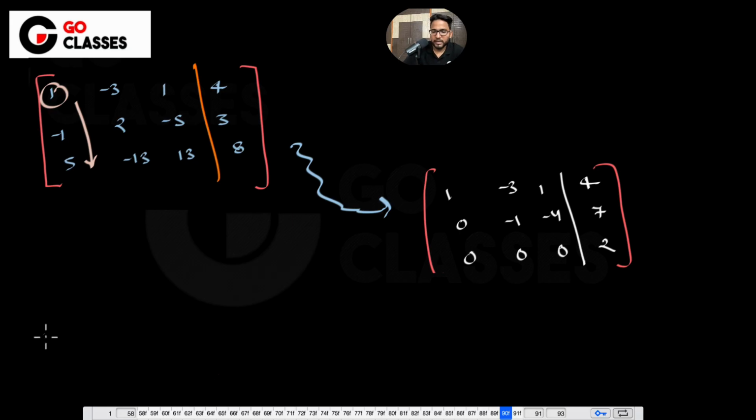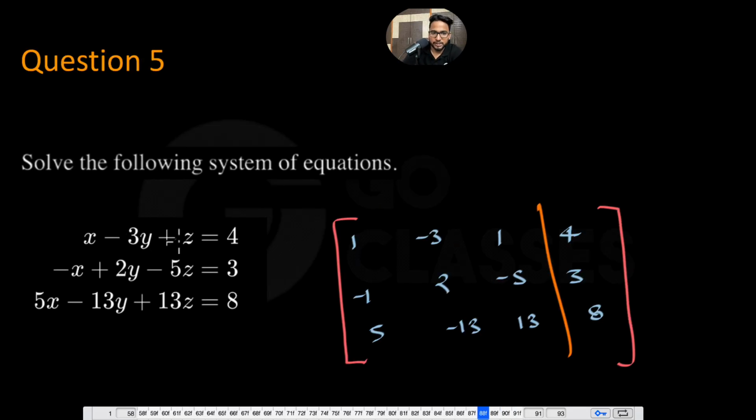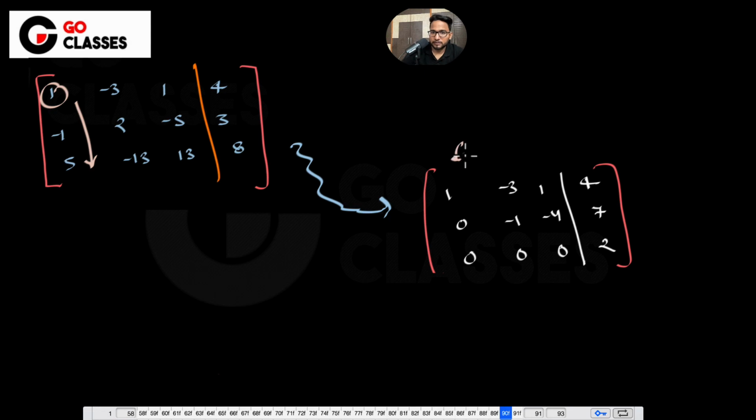Now to solve for x3, first let me check. Okay, these are x, y, z, right? So this is corresponding to x, this is corresponding to y, this is corresponding to z. Now let's solve for the back using back substitution. Let's solve for z. Using this last equation, you are having 0 equal to 2.